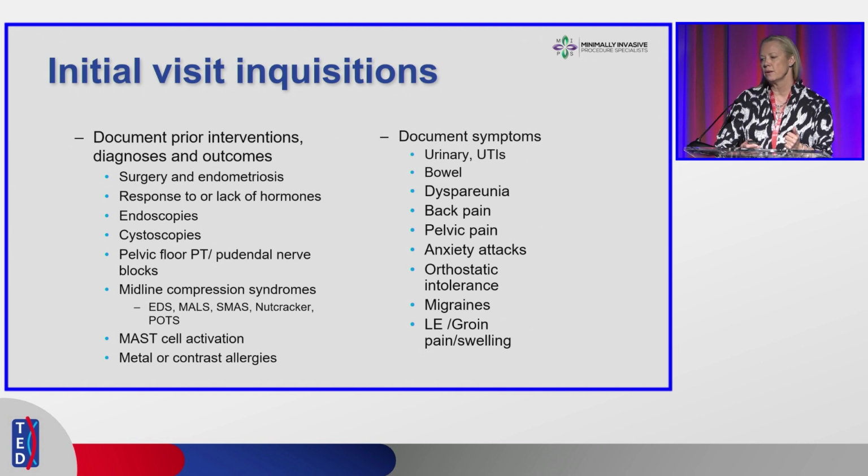So when we first evaluate these patients, I think it's important to know everything on this list, both in terms of previous surgeries, endometriosis, lack of response to hormones, have they had endoscopies, cystoscopies. They tend to have symptoms from head to toe. Also, it's important to look for other midline compression syndromes. Do they have hypermobile EDS? Do they have median arcuate ligament syndrome that causes the upper abdominal pain? Nutcracker can also cause upper abdominal pain, food failure, nausea, vomiting, so can SMAS.